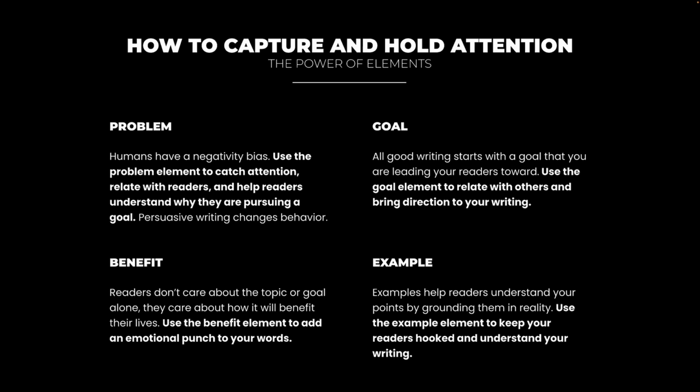So for the problem, humans have a negativity bias, and you can use the problem element to catch attention, relate with readers, and help readers understand why they're pursuing a goal. The thing here is that if you go and look at writing frameworks, you'll find something like PAS, which is problem, amplify, solution. If you want to capture attention, if you want to make the reader know that your writing is for them, you have to nail the problem, right?